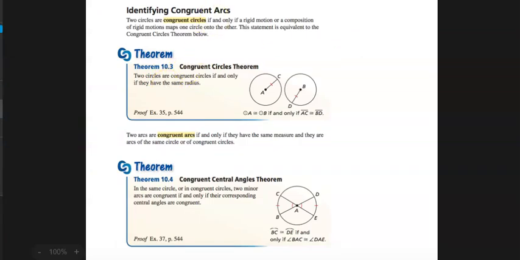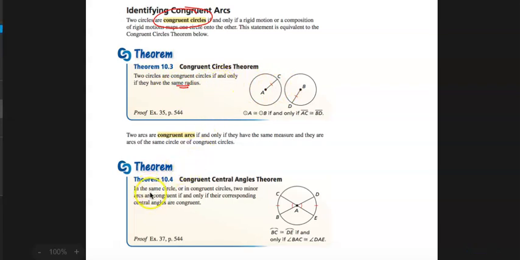Alright, so 10.2, we got two circles are congruent if and only if a rigid motion or composition of rigid motions maps one circle onto another. The statement is equivalent to the congruent circles theorem. Two circles are congruent circles if and only if they have the same radius. Okay, easy enough. So congruent circles, they have the same radius.